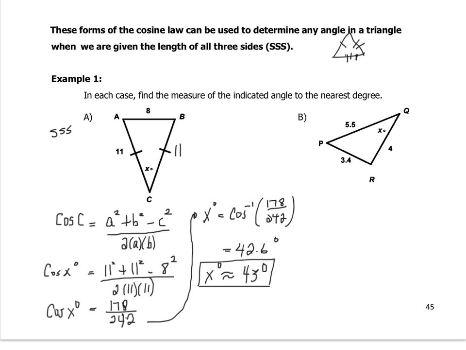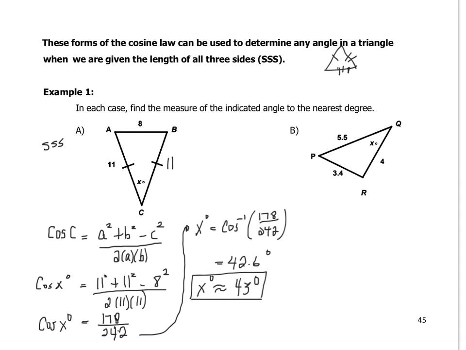So if we look at the second example, you have SSS again, so you should be able to use the law of cosines. So this one here, we're looking for cos of x degrees equals the two sides that are surrounding the angle you're looking for. You square those and add them together. And then you subtract the side across from the angle squared, all over 2 times the two sides that are surrounding the angle. And you work those out.